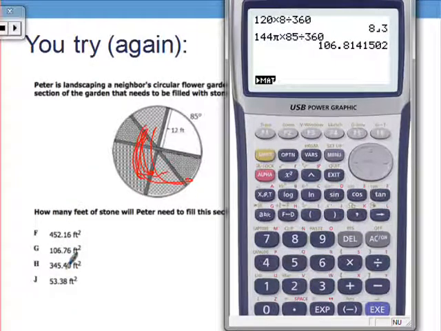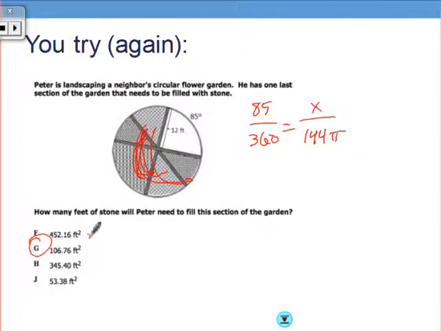And if I look at my answers, which one of those is the closest? Now, it's not exact. They may have used a different version. They may have just used 3.14, and I used the actual pi button. So our answers don't have to be exactly the same. They're right there. All right.